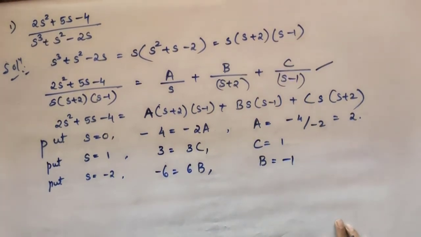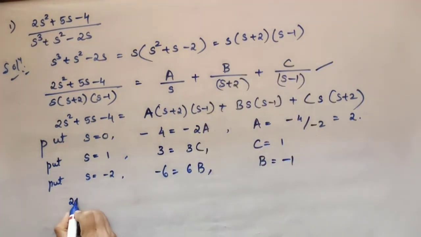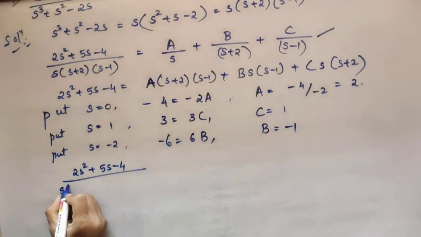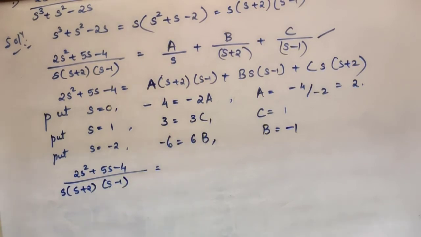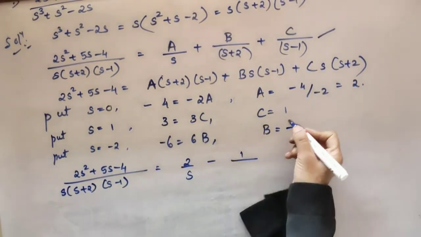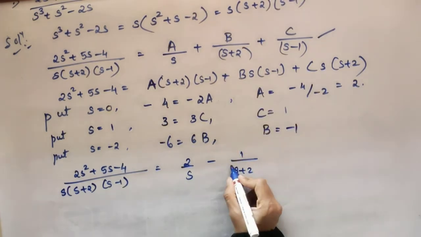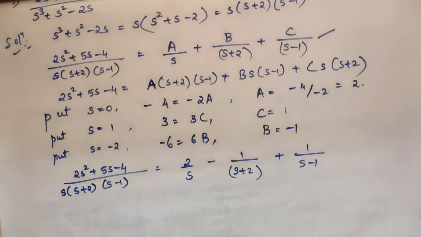Now let us substitute the values for A, B, C over here. So what do you get? (2s² + 5s − 4) / (s(s + 2)(s − 1)) equals, A value is 2, so 2 divided by s, minus, B value is 1, so minus 1 divided by s + 2, and C value is already 1, so plus 1 divided by s − 1.